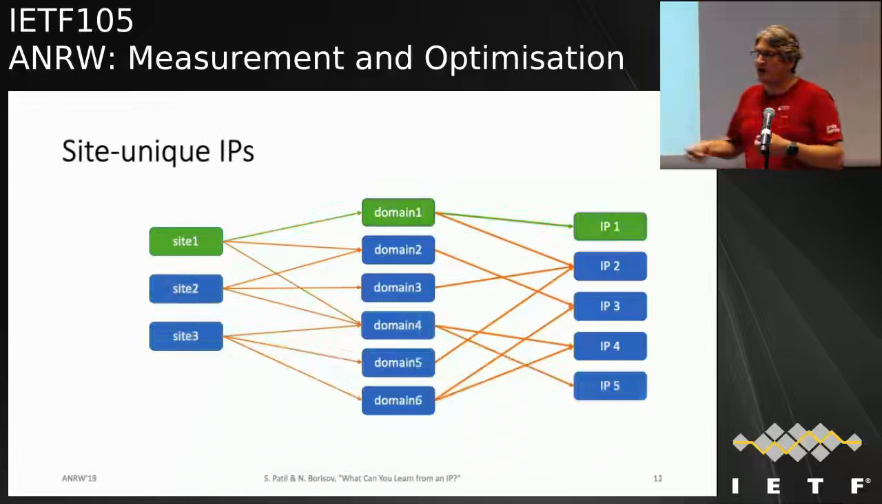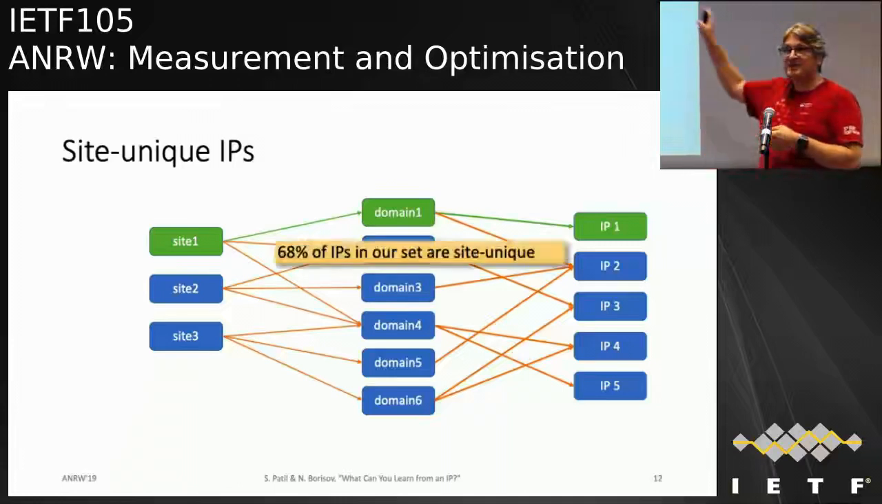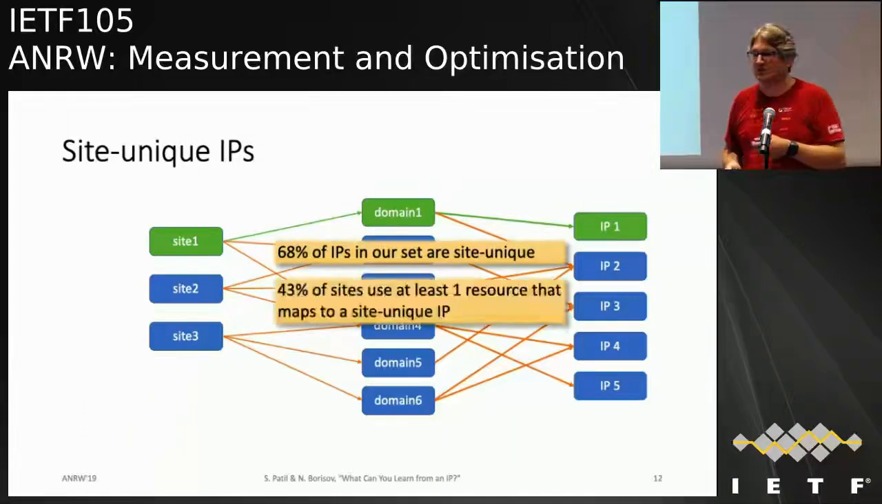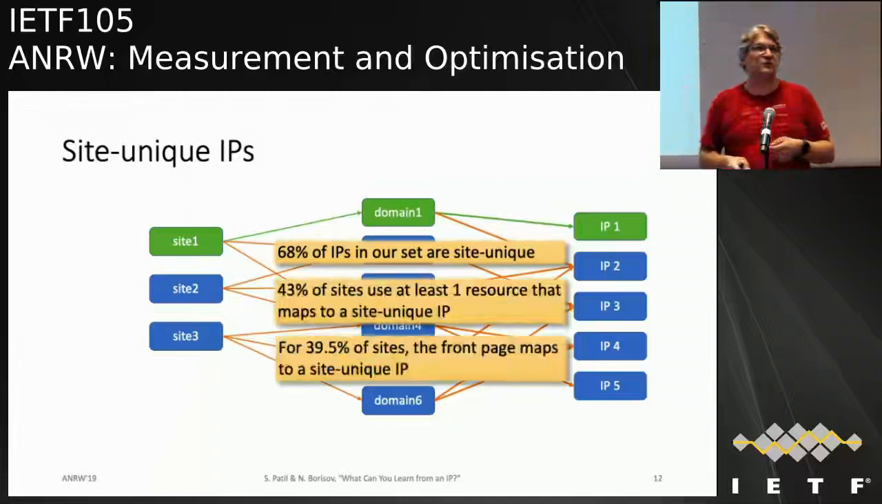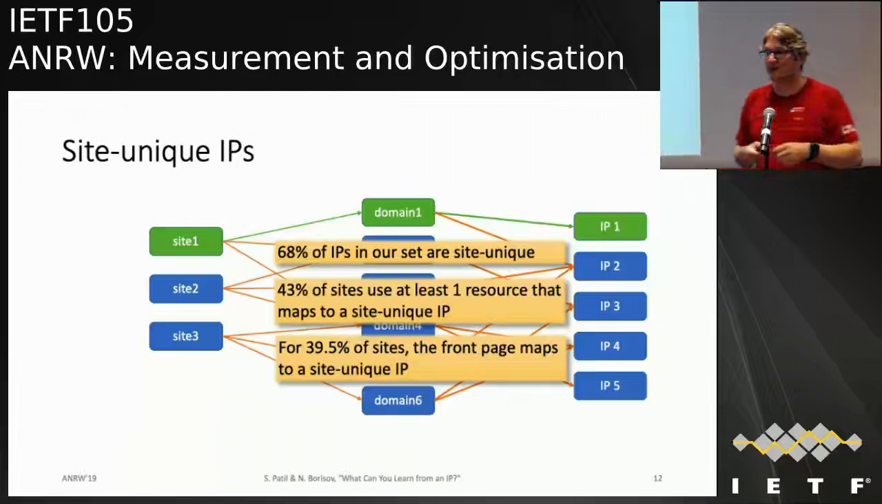Instead, we want to see, are there IP addresses that show up for a single website? Only a single site on our list references it. And it turns out that 68% of the IPs that we see have this property. They only show up for a single website. 43% of the websites have at least one resource that has this unique property. And in fact, for almost 40% of the sites, their front page has this property. No other website in the top 1 million has the same IP as the front page of the site.